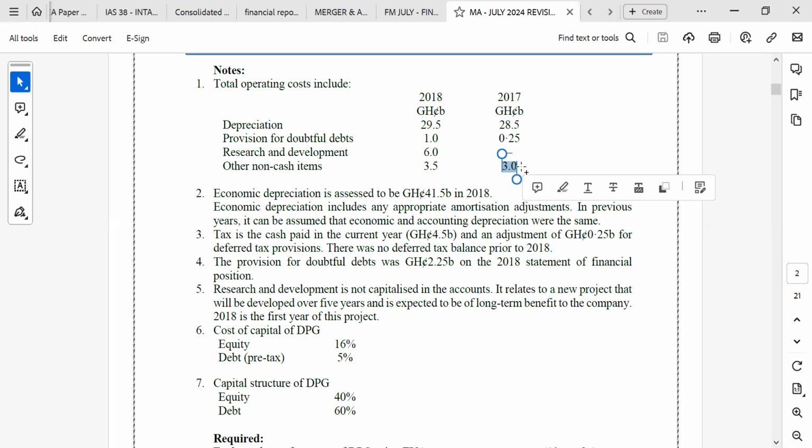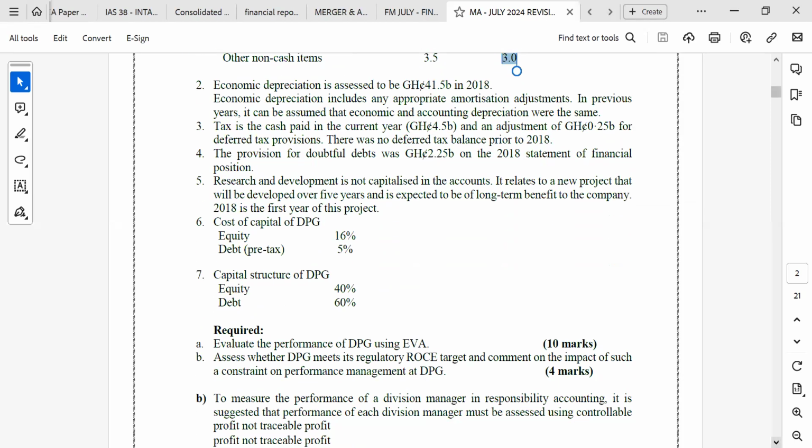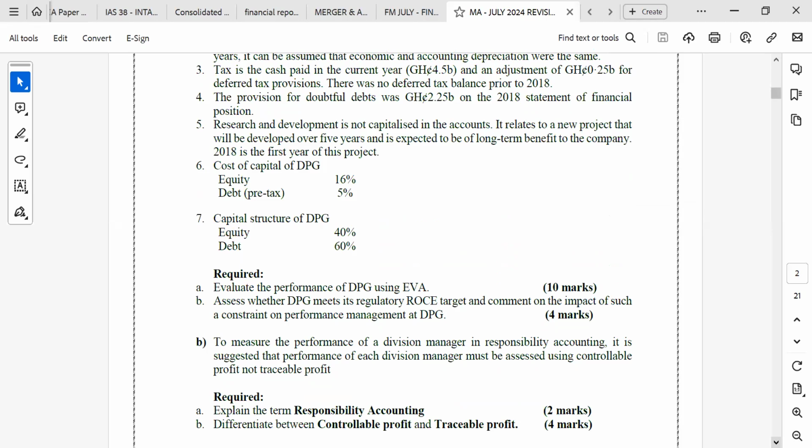All right, thank you. Let's look at the B part. Who is reading the B part for us? Assess whether DPG meets its regulatory ROC target and comment on the impact of such a constraint on performance management at DPG.